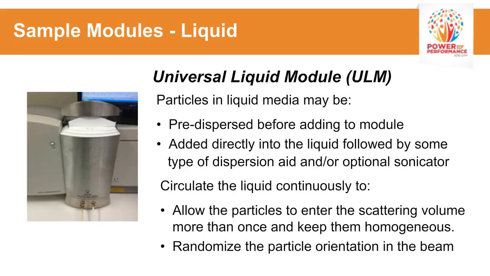The universal liquid module is pictured next to my slides here, and essentially in the center section is where you would put your sample. You're only needing to put in a small amount of sample. These can be pre-dispersed outside the instrument, or you can add a dry powder or a suspension directly to the module. So if you want to prepare the sample in the module, you can do that.